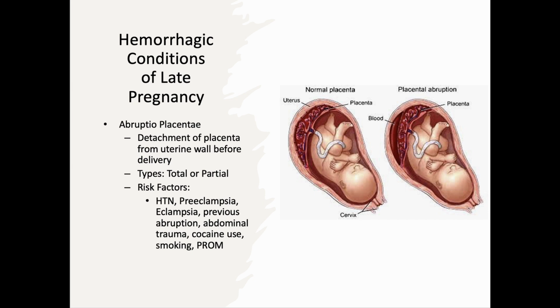Our risk factors are all of our hypertensive things: preeclampsia, eclampsia, hypertension. Previous abruption, they're more likely to have it happen again. Abdominal trauma, right? So the patient is in a car accident, the patient gets beat up, whatever the case is. Anything that could cause actual damage to the uterus, you run the risk of that placenta separating, right?